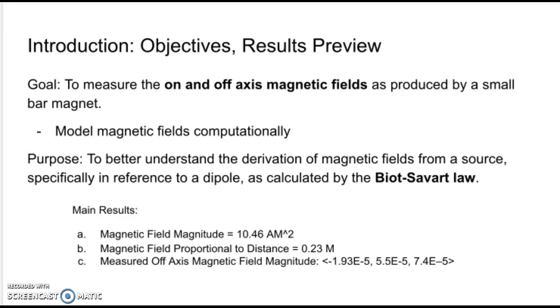Our goal was to measure the on and off axis of magnetic fields produced by small bar magnets, and then to model these computationally. This was to better understand the derivation of magnetic fields from a source, specifically by the Biot-Savart law. So our main result is we were able to calculate the magnetic field magnitude at a distance of 0.23 meters, and we also measured the off-axis magnetic field magnitude as a vector, which can be seen below.